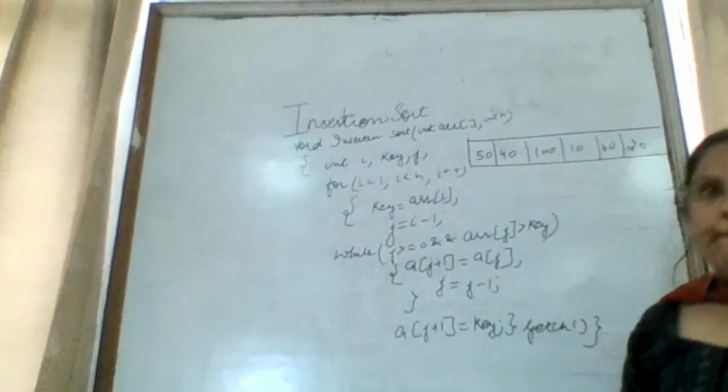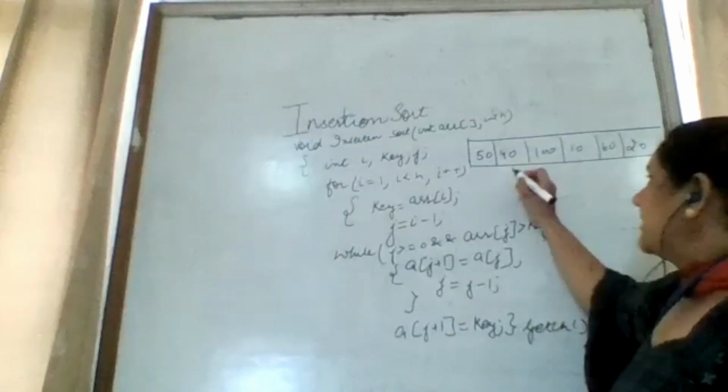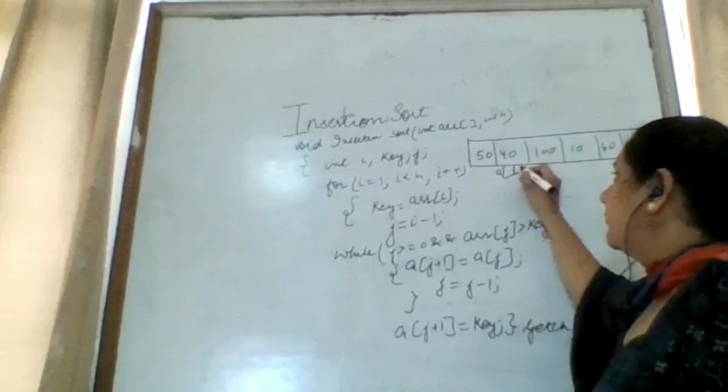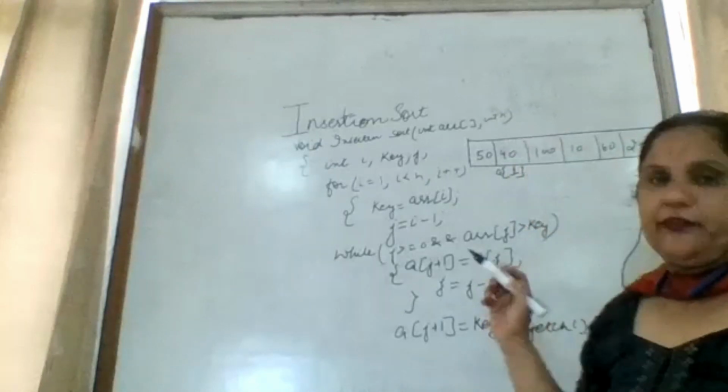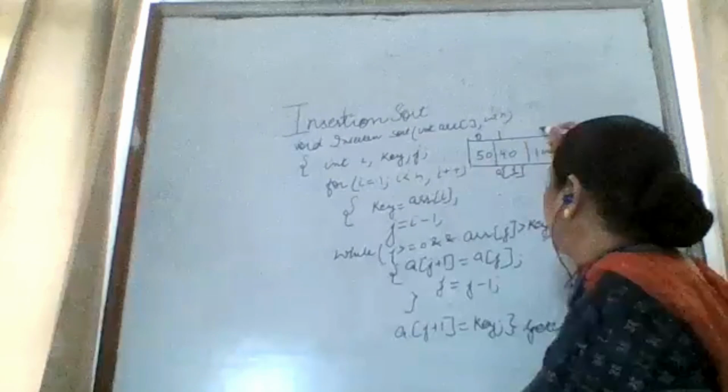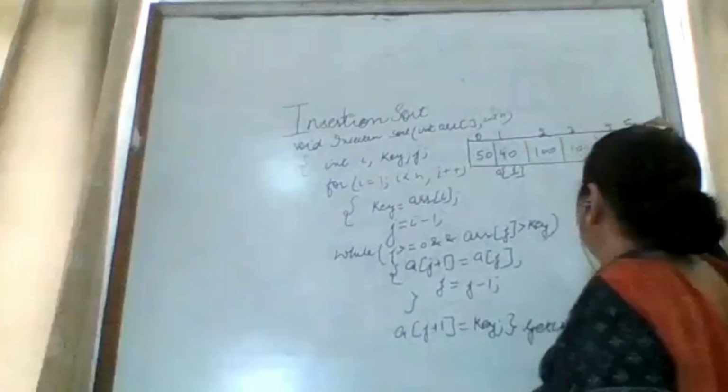Let's trace it. Let us do it for the array index 1. 40 के लिए हम करेंगे. We'll do it for 40 first. So 0, 1, 2, 3, 4, and 5.